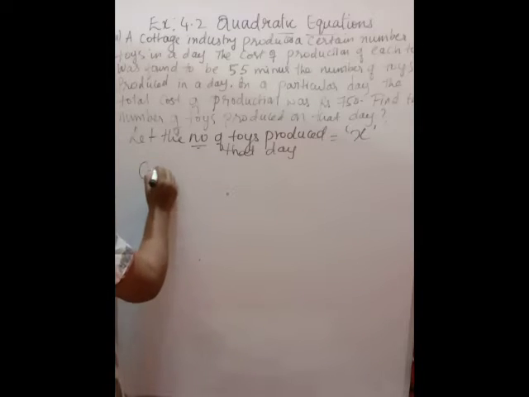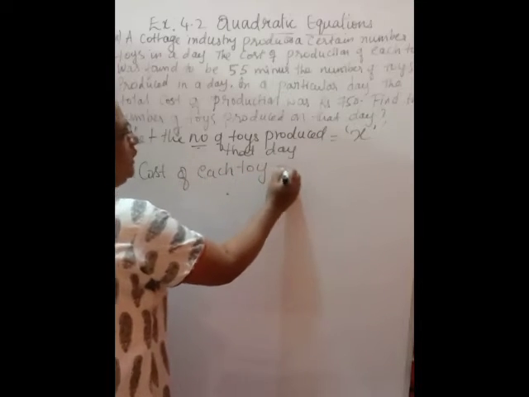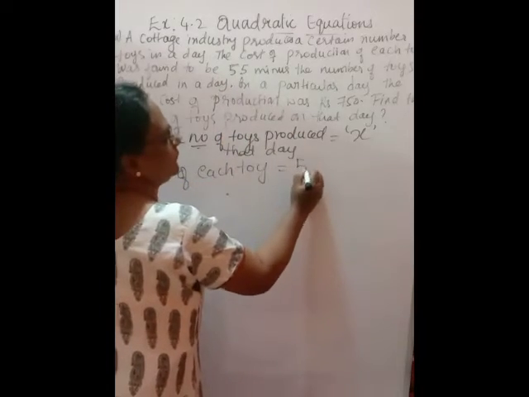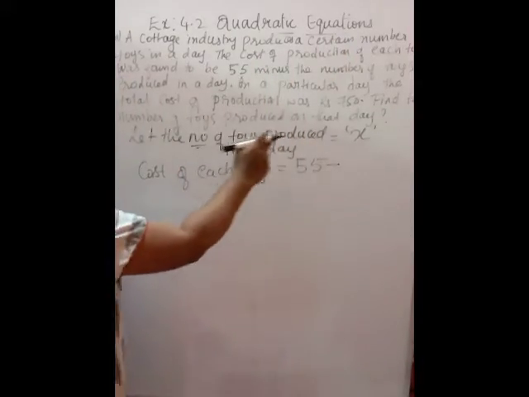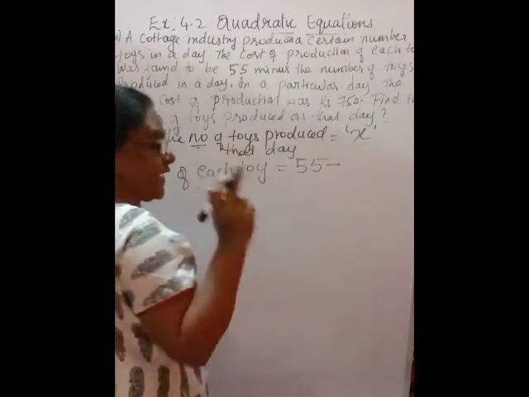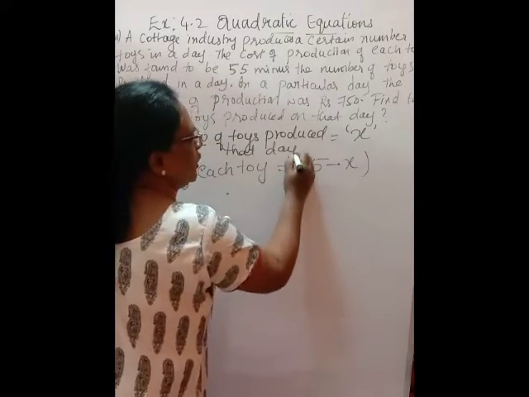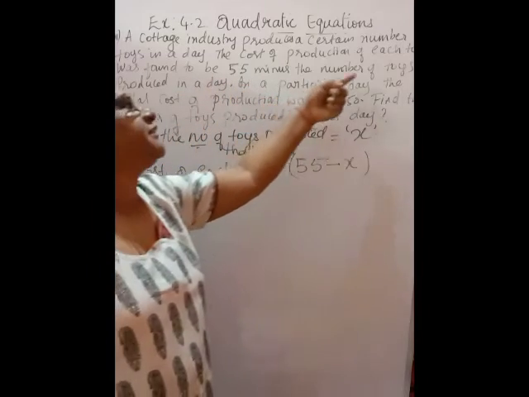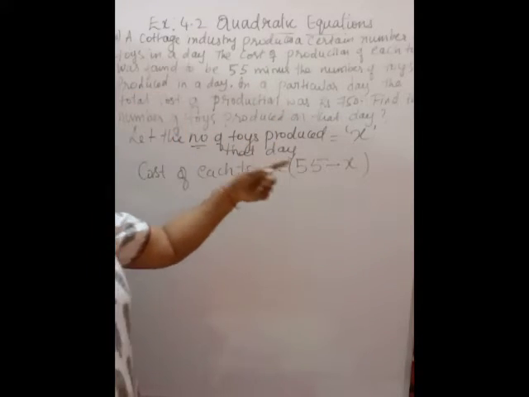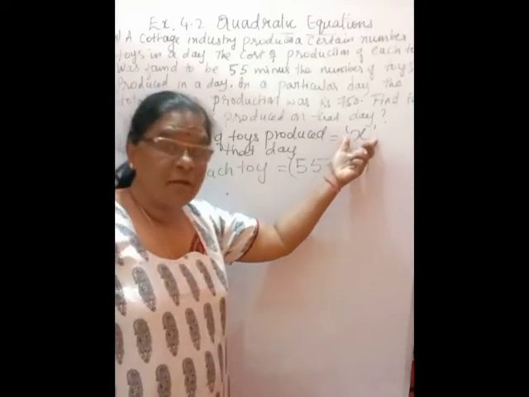So what is the cost of that toy? Cost of each toy is equal to 55 minus whatever number of toys they have produced. Here I have taken number of toys produced as X. Therefore its cost will be 55 minus number of toys produced that particular day. So the cost of each toy will be 55 minus X. So this is the cost, and this is the number of toys.